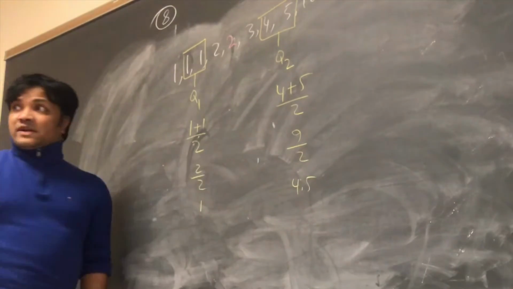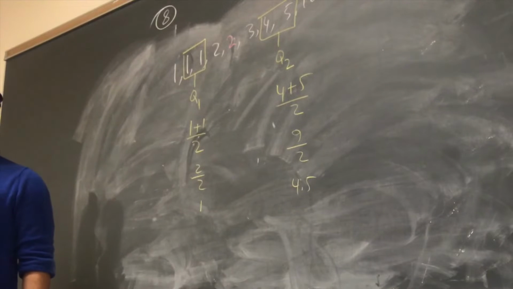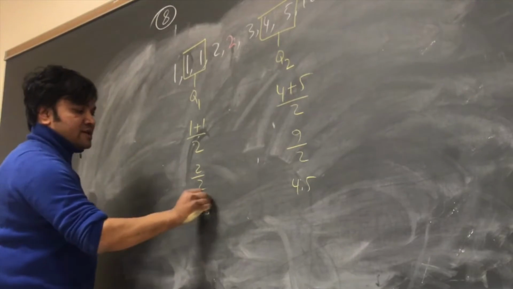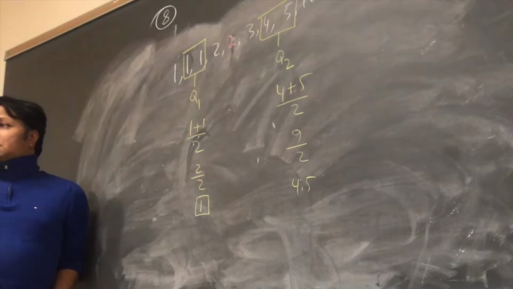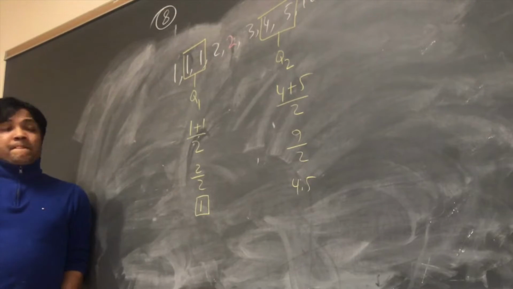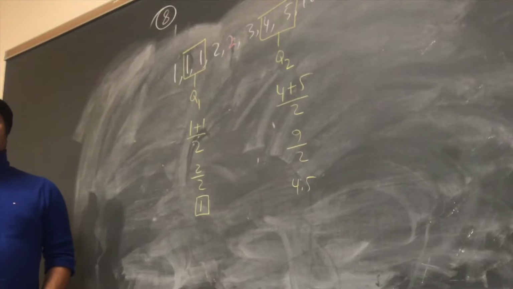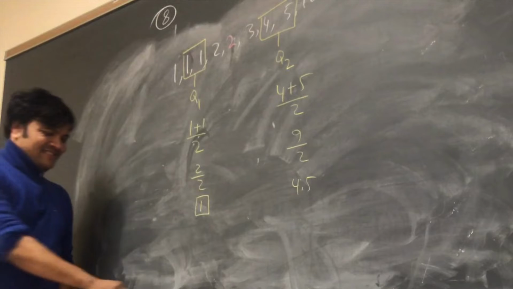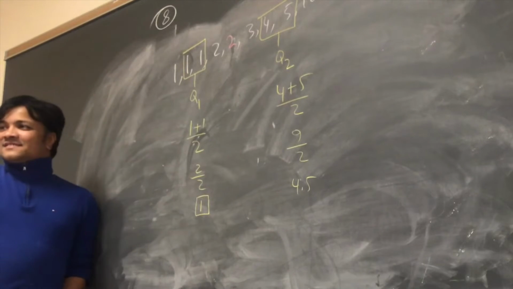4.5, but they ask us to find Q1, right? So Q1 is 1. And the next one is the same numbers, but take out 10 and make it 9. The answer is going to be the same. Yeah, right? What's the middle one?